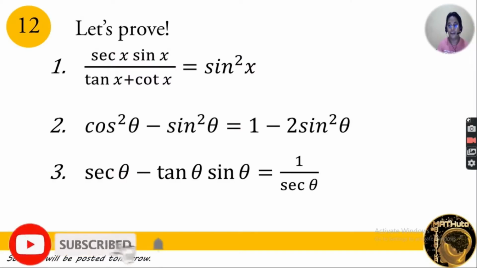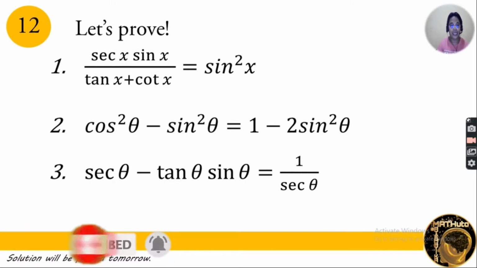At ito naman po yung ating panibagong tatalakayin sa araw na ito. At ang topic po natin today is proving trigonometric identities po. So, kailangan alam yung mga different identities na meron tayo para magamit natin to prove the following equation po.